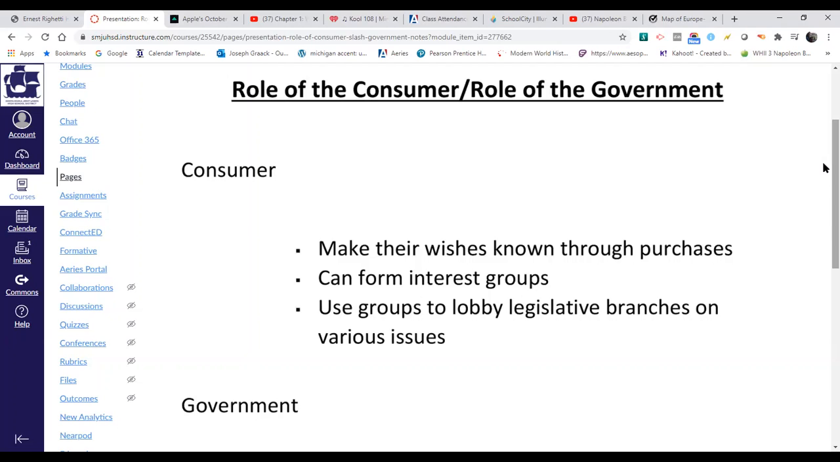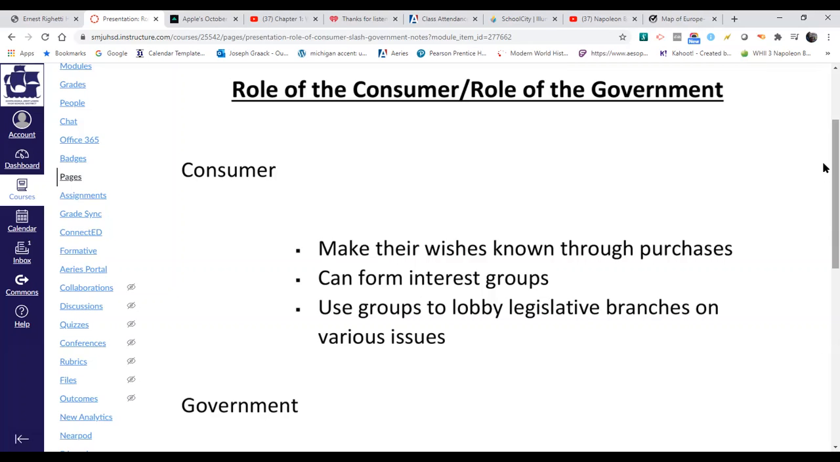But in our economic system, the consumers play a role in our system, and the government also plays a role in our system. As consumers, as I said, myself and you, we make our wishes known through purchases, right? We vote with dollars. Things that are going to be popular, things that we are going to see do very well are because a number of people buy them.